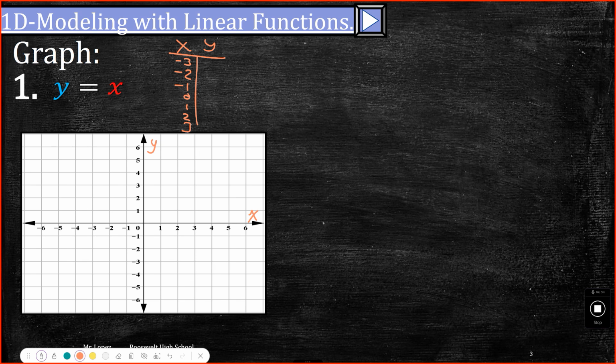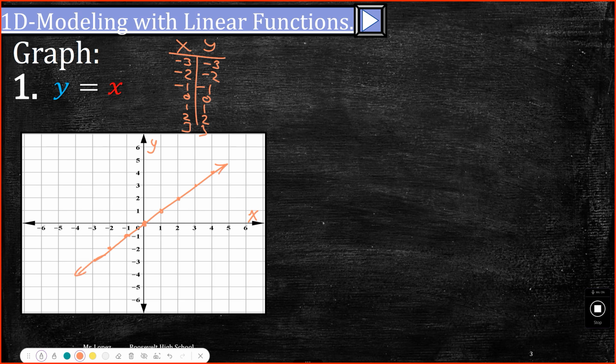So when x is -3, what would be the output? Well, for this to make sense and be true, -3 has to equal -3. So the input is the same as the output. Then we can just go ahead and do -2, -1, 0, 1, 2, 3. So now we have the points (0, 0), (1, 1), (2, 2), (3, 3), on and on and on.